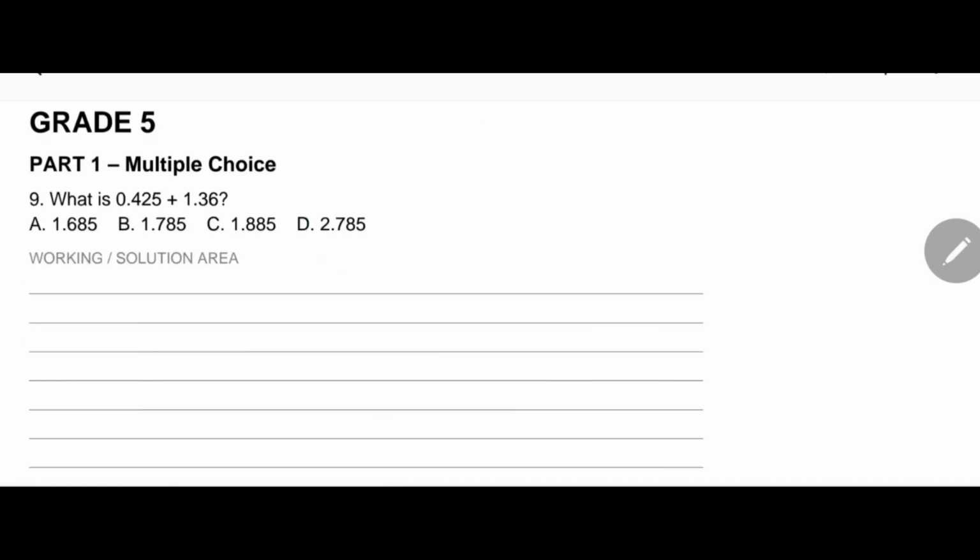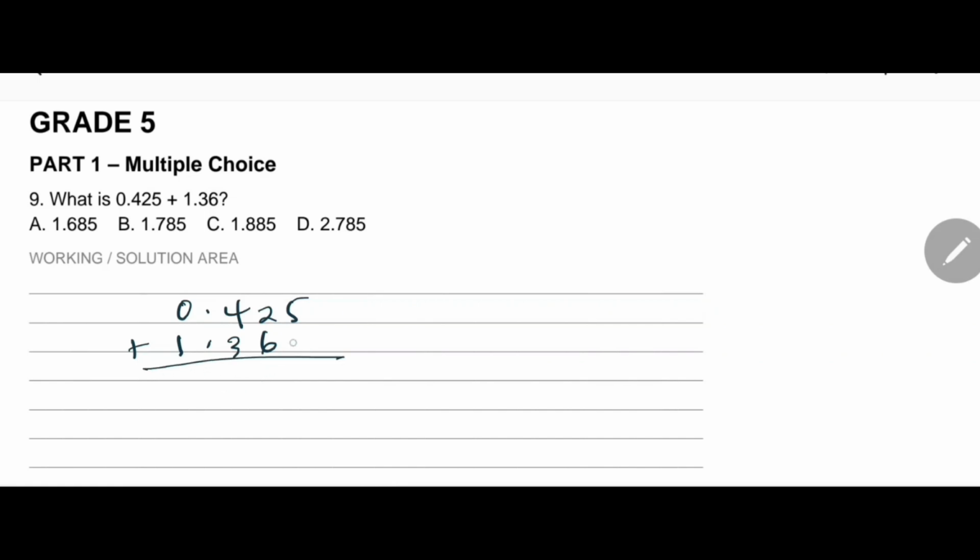Number 9. What is 0.425 plus 1.36? Now, we have been given two decimals. The first one is 0.425 plus 1.36.